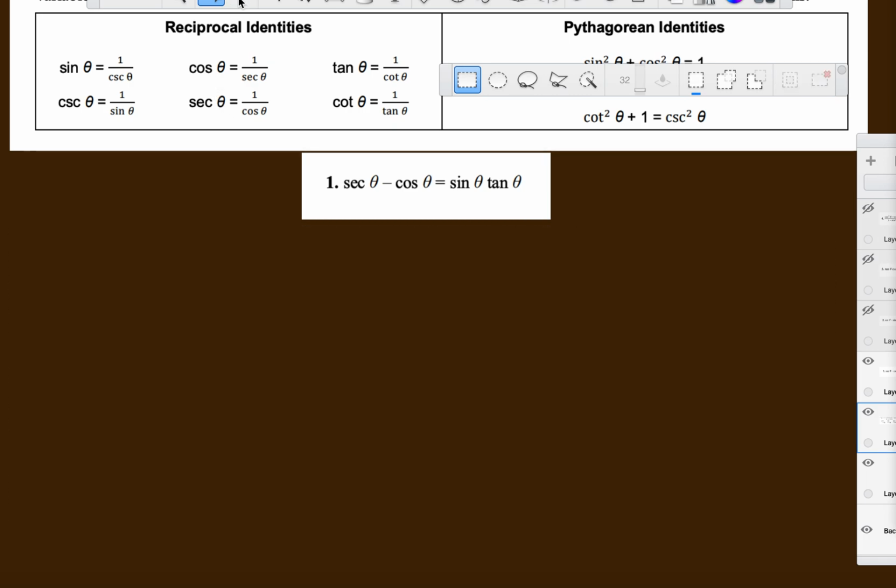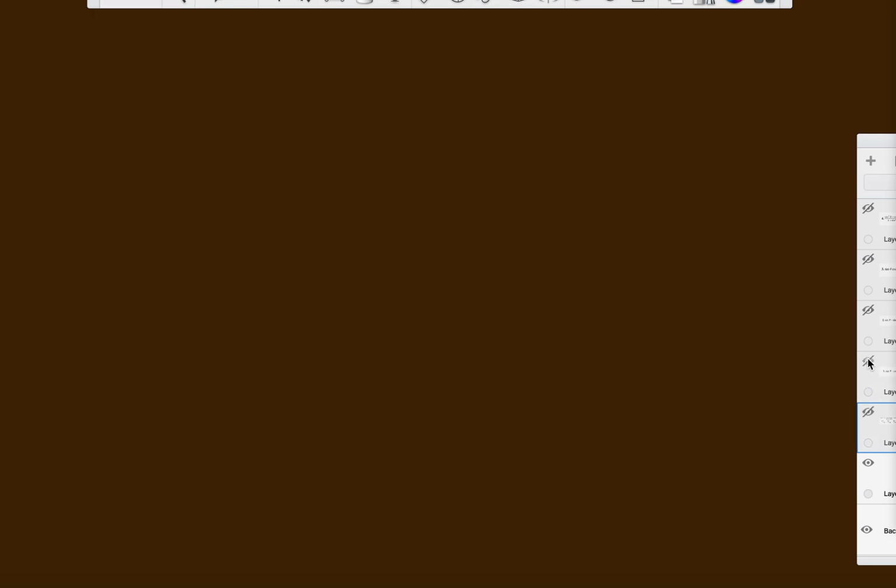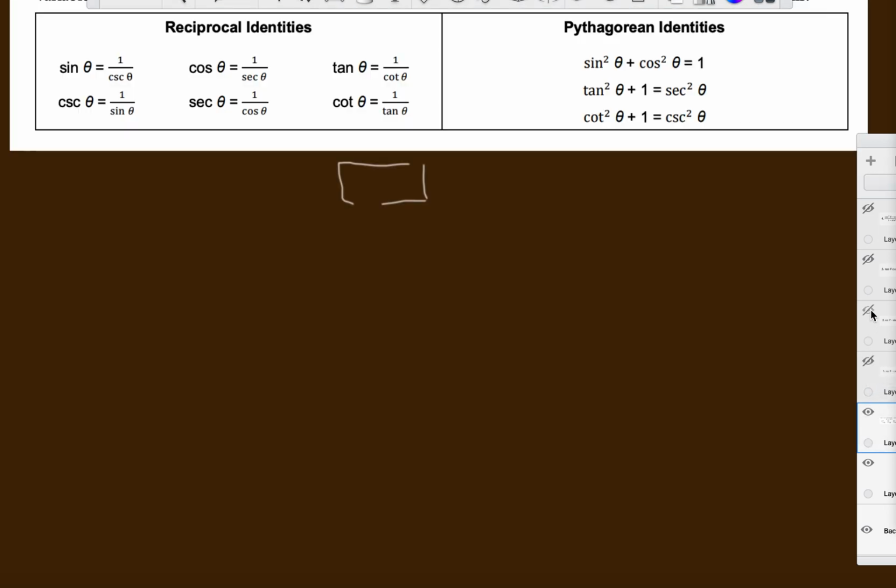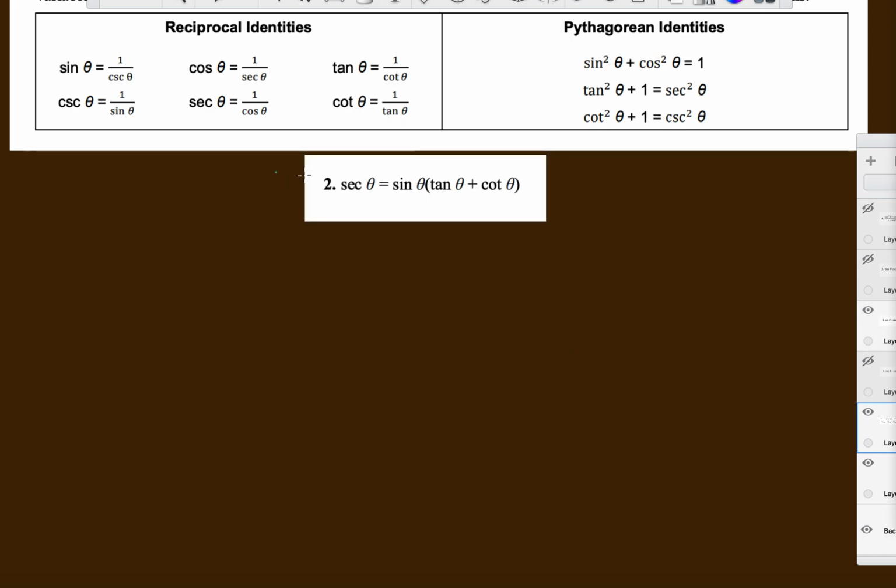And what I'll do is, since it's time for class soon, I'll do one more, and then I'll take a break, and I'll create the next problem. But I will do this problem, and then we'll move on. Okay, and so we have secant of theta is equal to sine theta times tangent plus cotangent. So this is the more complex side, so we're going to work on this one, and we're going to make it look like this.